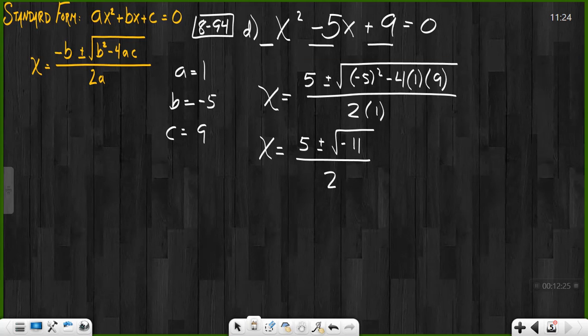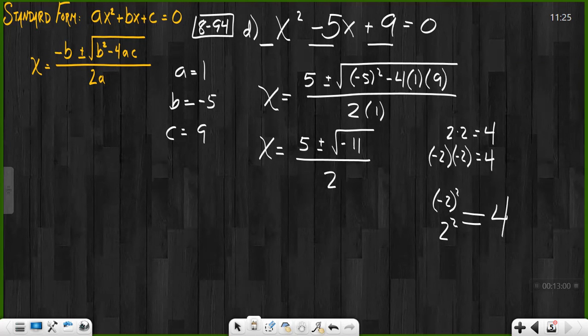Some flags should be going off right now, because what is the square root of negative 11? If you don't know, try to type it into your calculator and see what happens. You'll find you get an error. You cannot take the square root of a negative number. That's because it's asking what multiplies by itself to get negative 11. Well, just think about it. 2 times 2 is positive 4, and negative 2 times negative 2 is also positive 4. Anytime you square something, whether it's negative 2 squared or positive 2 squared, you always get a positive number. Therefore, we can't take the square root of a negative. That is going to give us an impossible, an imaginary number. That's the point where we realize this one has no solution.